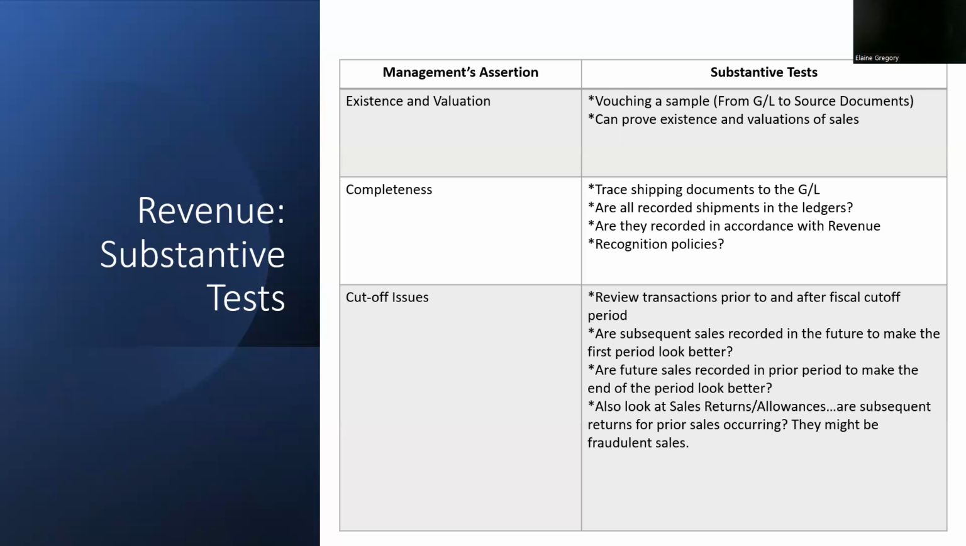Are there subsequent returns for prior sales occurring in the future period? They might be fraudulent sales. They might have dummied up a bunch of sales, put them in the system, and then in the next fiscal period, reversed all those out, or offset them with returns and allowances.